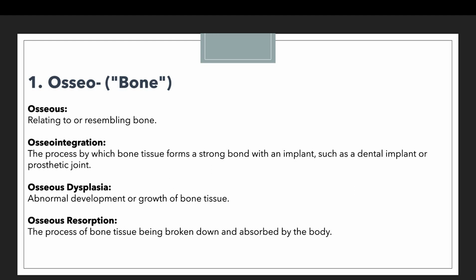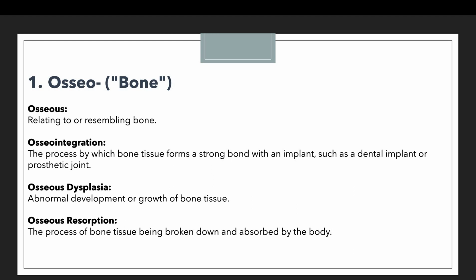Now, if you look at all these examples again, you will find only one common thing between them, which is bone. Everywhere we are talking about bone. That's the reason every example begins with the prefix osseo.